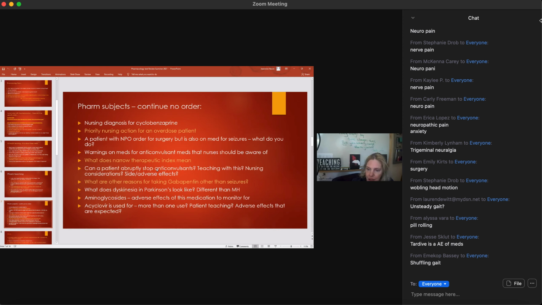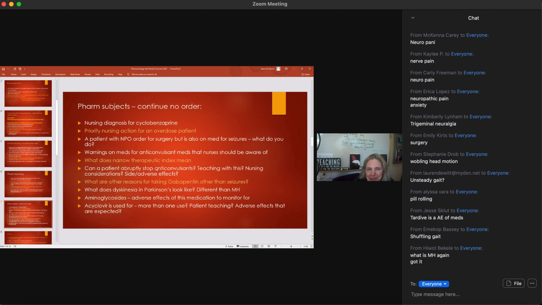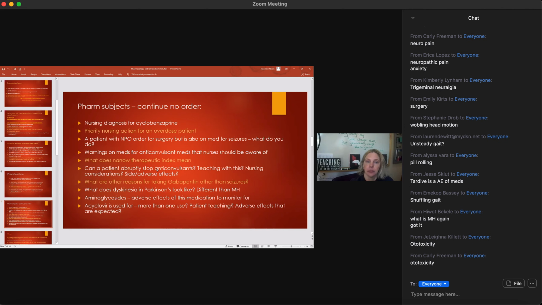Aminoglycosides. What are the first effects of this medication to monitor for? Mental health. Different than mental health. Good.